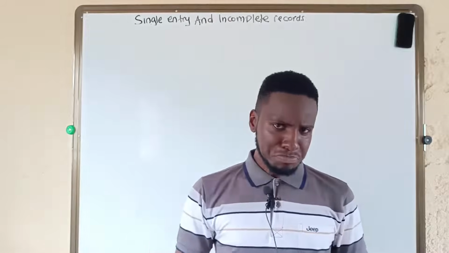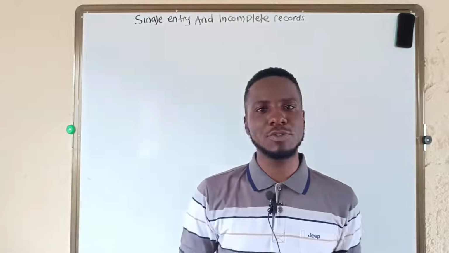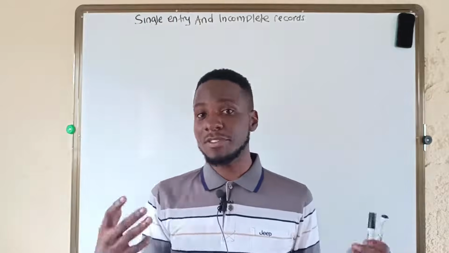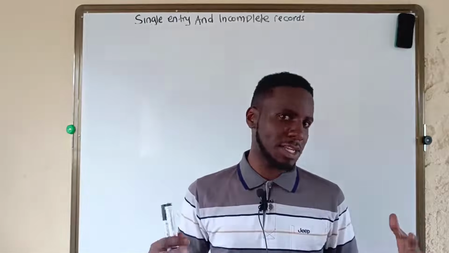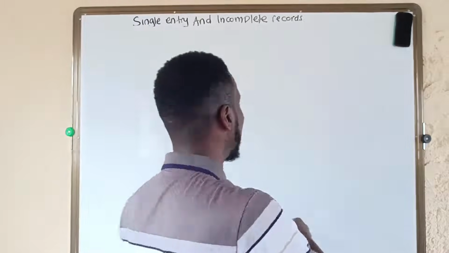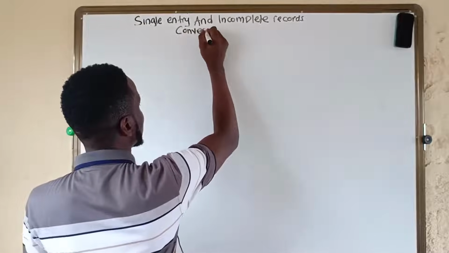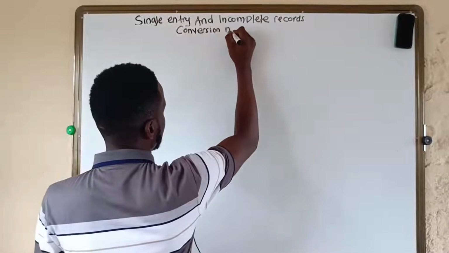So, we are still continuing with our series on single entry and incomplete records. Now, in the previous video, remember I told you about the net worth method. So today, I would like us to look at another method, which is the conversion method.